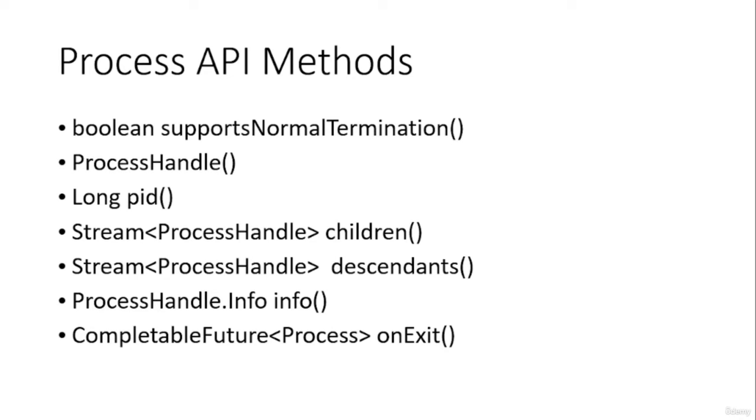And after that there is descendants, and a method returning the ProcessHandle.Info object, and finally we have the onExit method. So we will see some of the methods in the example. Now let us see the programs based on the process API.